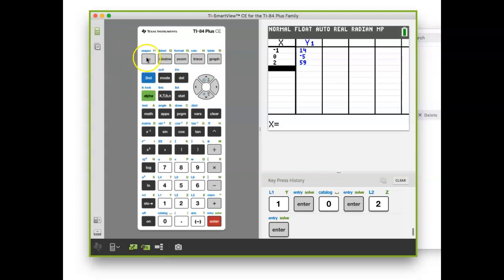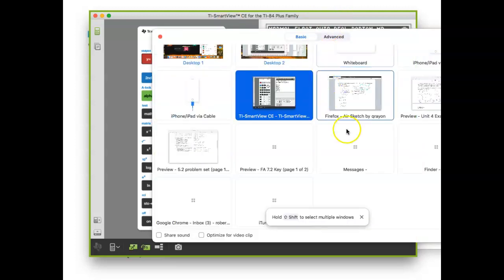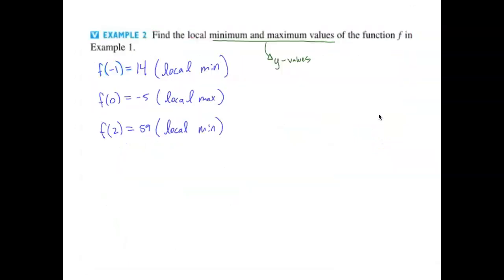Just make sure I typed that in correctly. 3x to the fourth minus 4x cubed minus 12x squared minus 5. Yeah, that's correct. Okay. So there we go. We found all local minimum and maximum values of the function.